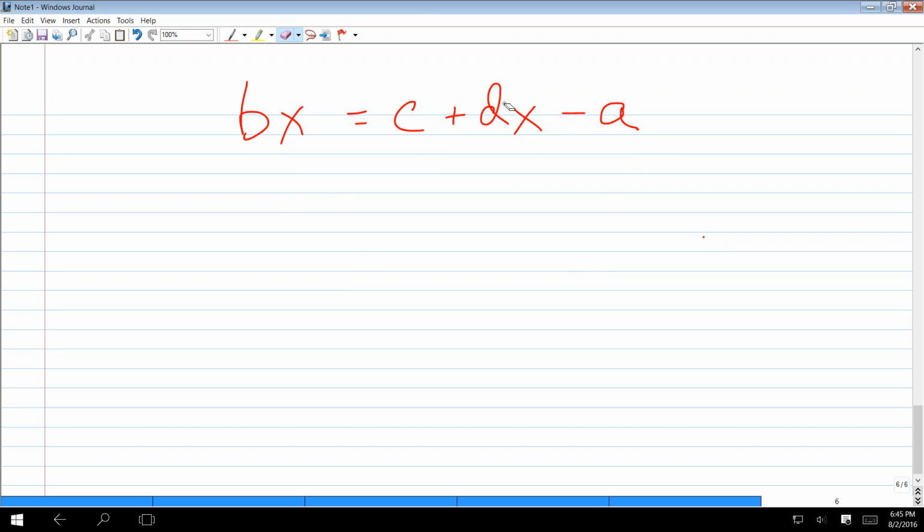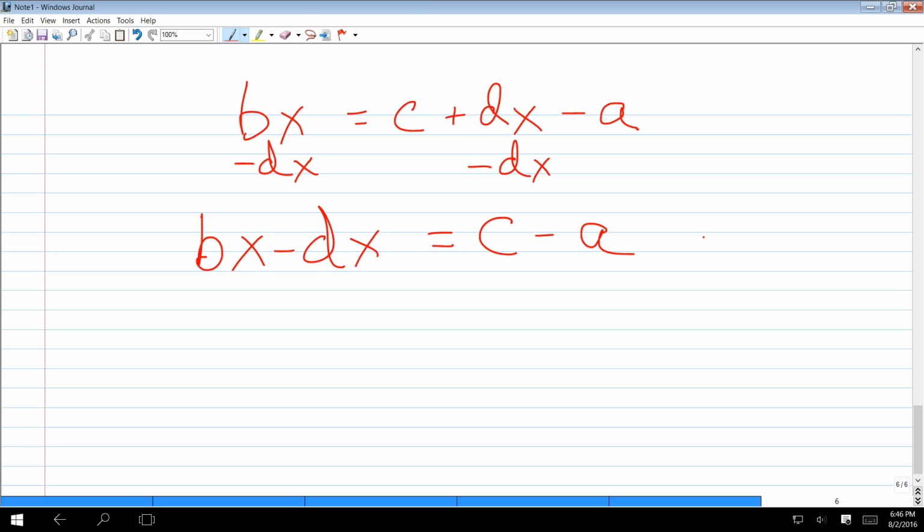Your subtracting the a was fine. But the next step is you want to combine like terms. Well, what that basically means is I want to gather all my variables that have x in them on the left side of the equation and everything else on the right. So let's subtract dx from both sides. What that's going to give me is bx minus dx equals c minus a. You with me?